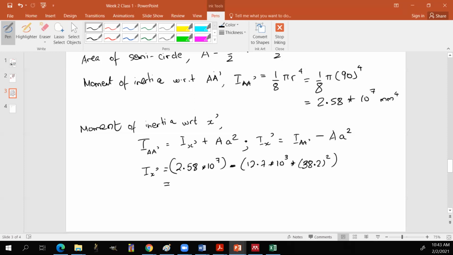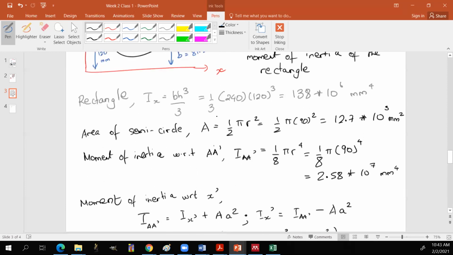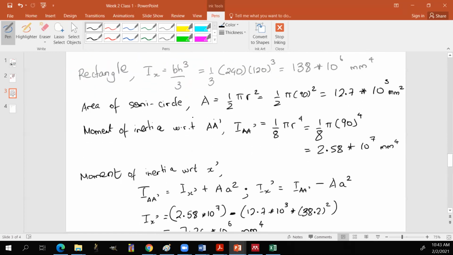Would it be 7.26 times 10 to the 6th? Yes. So millimeters to the fourth. 7.26 times 10 to the 6th millimeters to the power 4, right? And now we're good to do what we need to do about the x-axis, right?